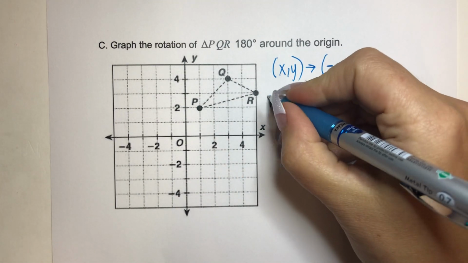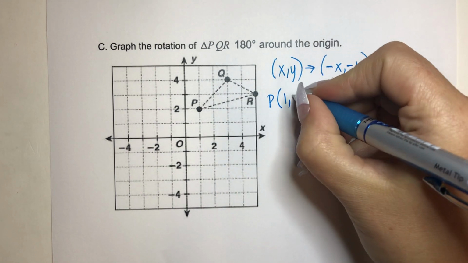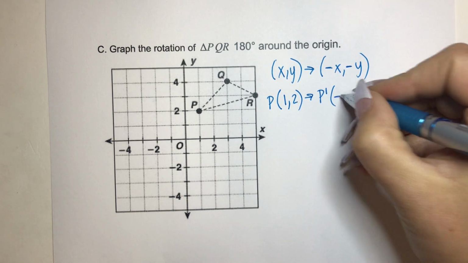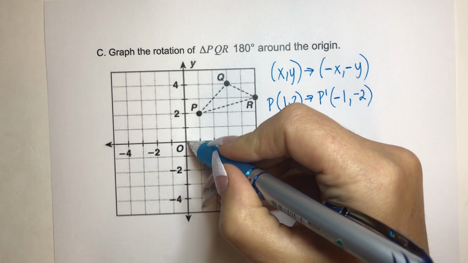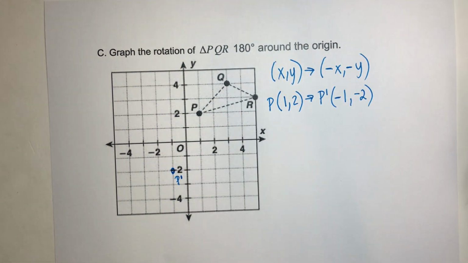Let's start with P. Okay, so P is 1, 2. And then we're going to go to P prime, which just means those are going to be negative. So -1, -2. Boom. Let's graph it. -1, -2 is right here. That is P prime. Okay, cool.